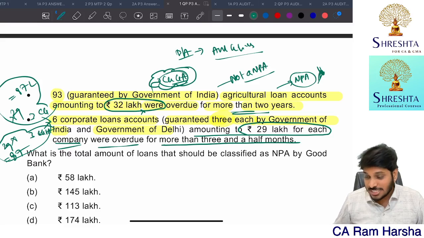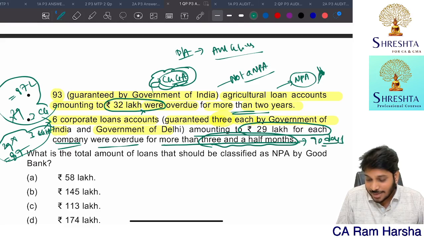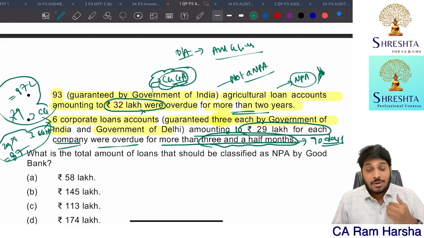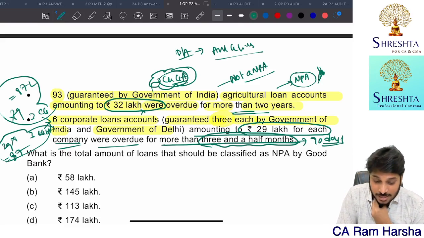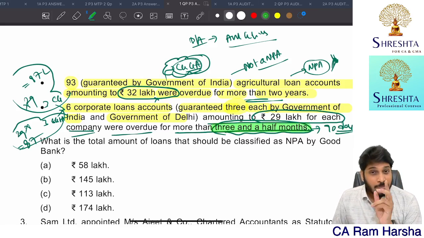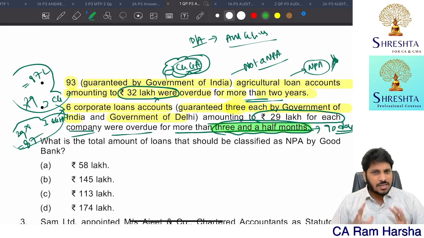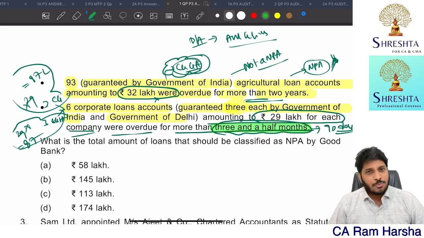I told you, once they were overdue, and especially, by the way, overdue for more than 3.5 months means overdue for more than 90 days, obviously. If at all, some students might not observe this. 3.5 months is a very important time because it's overdue for more than 90 days. So if a government guaranteed advance is overdue for more than 90 days, if it is state government guaranteed, we don't consider the guarantee, we will classify it as NPA.